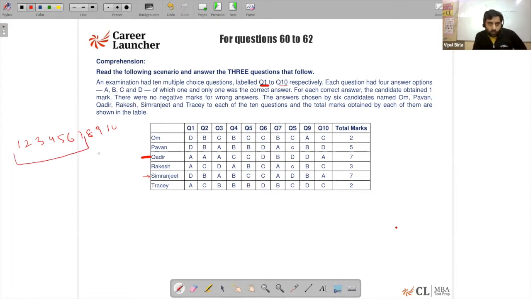So therefore, if I have to look out for minimum number of common, I will say Simranjeet has done, first of all, these 3 correct. So now the remaining 4 correct of Simranjeet have to be common with the answers of Kadir. So therefore, Kadir and Simranjeet will have minimum 4 answers common which are correct.